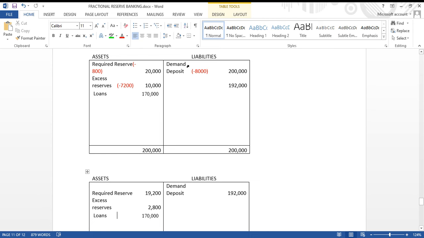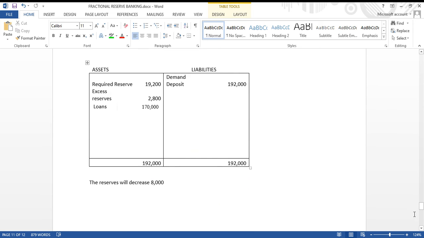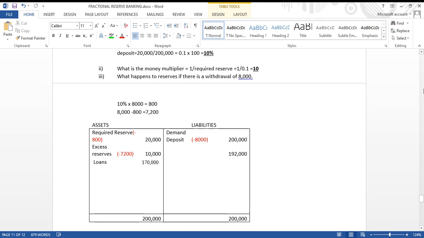Since the required reserve ratio is 10%, 10% of 8,000 is 800. And then the other 90% goes to the excess reserves. So the other 90% of 8,000 is 7,200. So the reserves decrease by 8,000. Then let's see the next question.